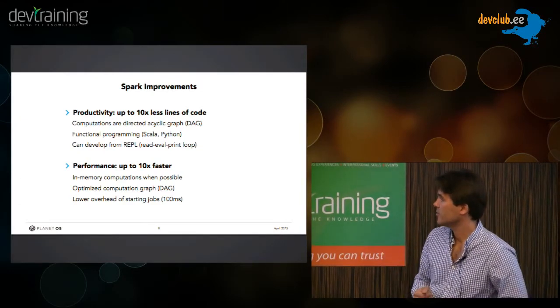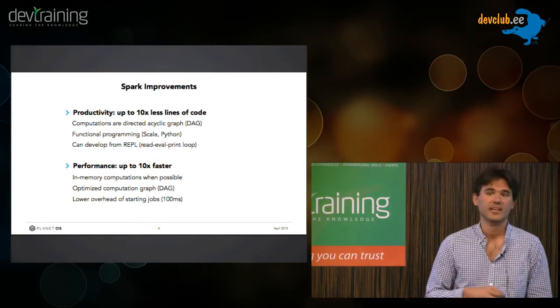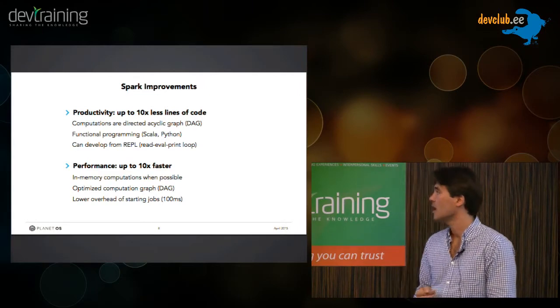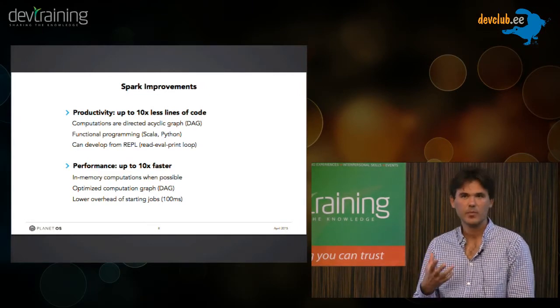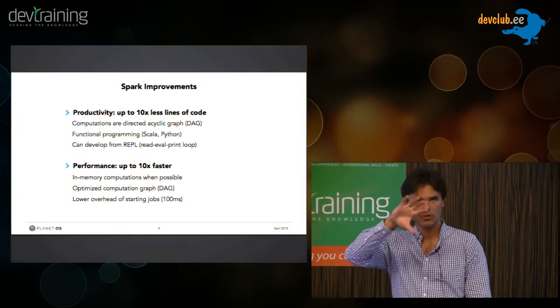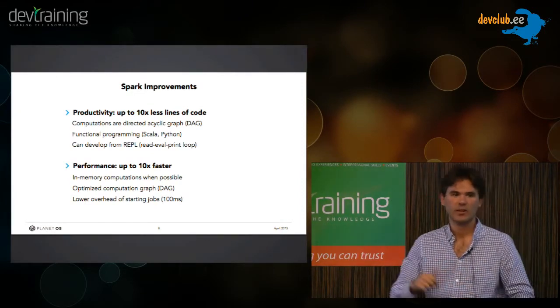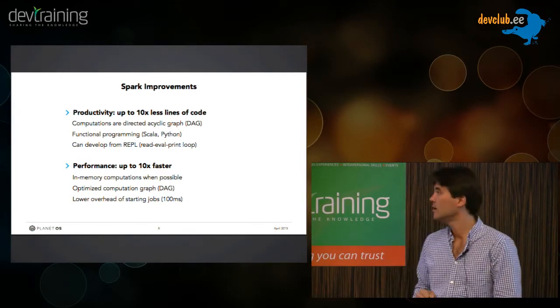And like I said, the second difference is performance. It could be in certain cases up to 10 times faster than MapReduce. What happens is that it keeps the data in memory when it can. It tries to optimize the computation graph to pipeline things and so on. I'll actually show how it works roughly.